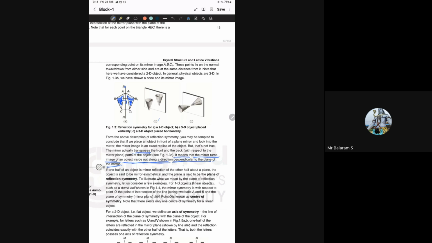Inside out along a direction perpendicular to the plane of the mirror. Okay.